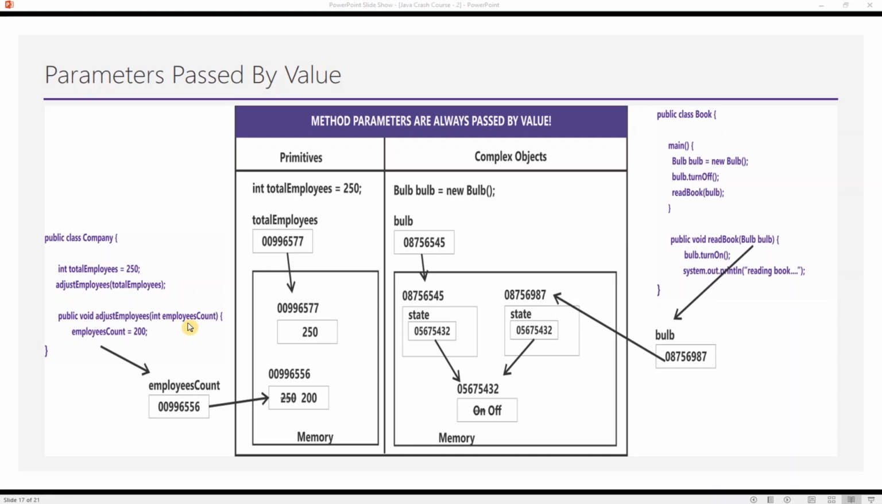But since Java adheres to the pass by value principle, a new implicit variable is created by the JVM with the same name as the parameter name, and it goes on and initializes this local copy of the variable with the actual value taken from the passed in reference. So a new local variable gets created with the name employeesCount of data type int with an initial value of 250. Then we alter the value of this variable to 200 inside the method, and you can see that only the variable employeesCount gets affected by this change. The variable totalEmployees retains the value 250.